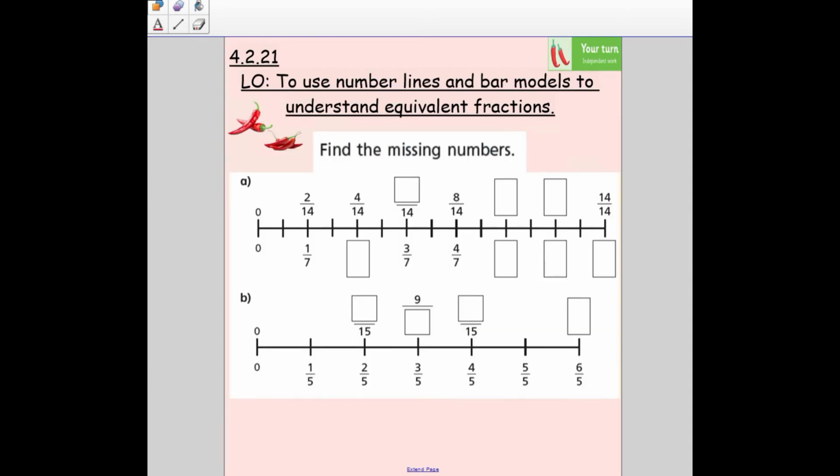This question is suitable for chilli 2 and 3. It says find the missing numbers. On A, you've got 14ths above the number line and 7ths below the number line. In B, you've got 15ths above the number line and 5ths below. Pause the video and have a go now.